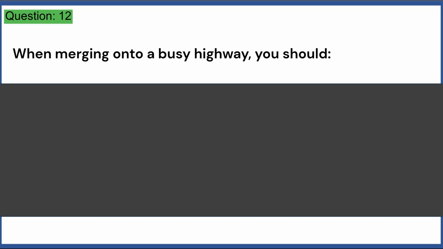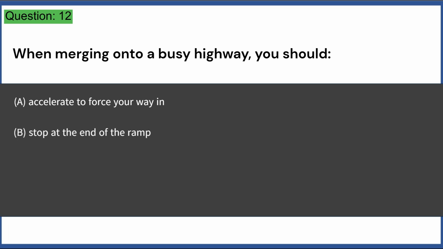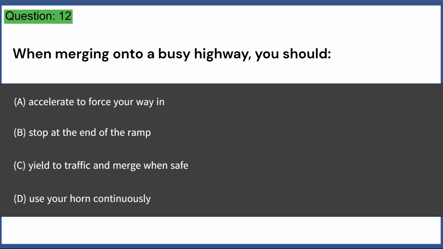When merging onto a busy highway, you should: A. Accelerate to force your way in. B. Stop at the end of the ramp. C. Yield to traffic and merge when safe. D. Use your horn continuously. Answer: C. Safely merging requires yielding to highway traffic and entering when a gap is available.